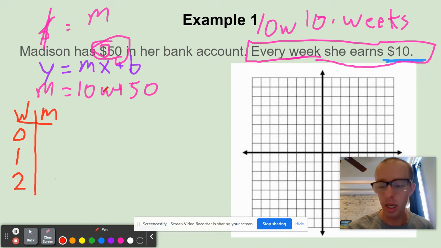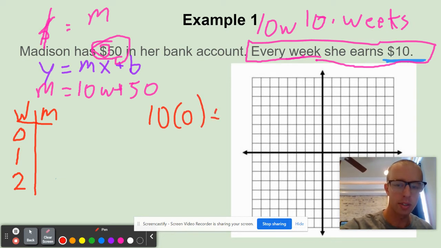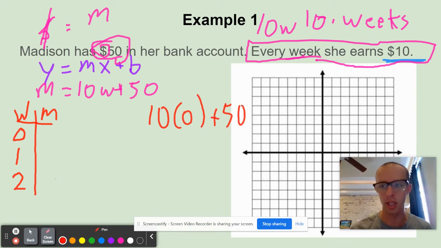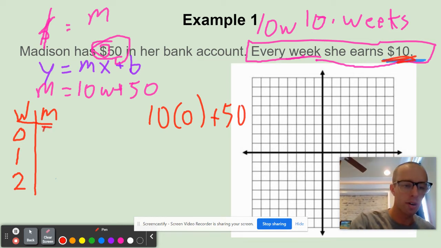So after 0 weeks have passed, I could plug in a 0 right here. I could do 10 times 0 plus 50, right? That's how I would calculate that. Or you could just think about it. If 0 weeks have passed, she hasn't earned any money yet, but she started with $50. So after 0 weeks, her money is $50.